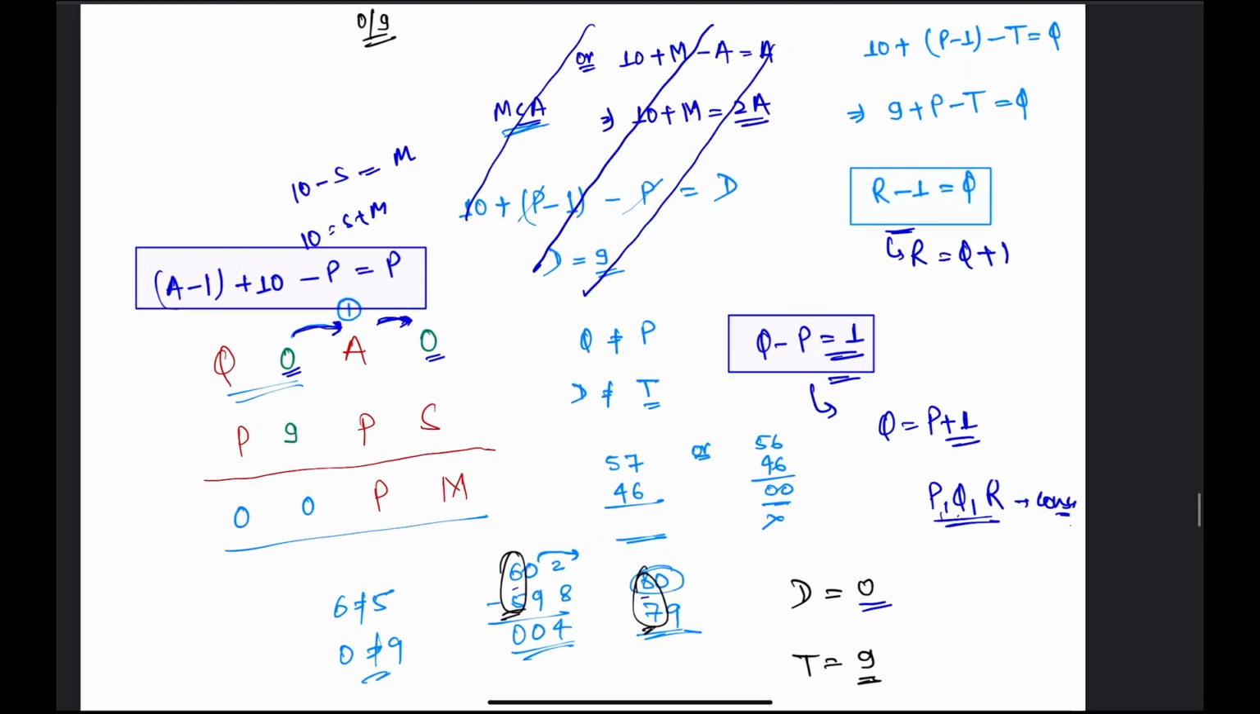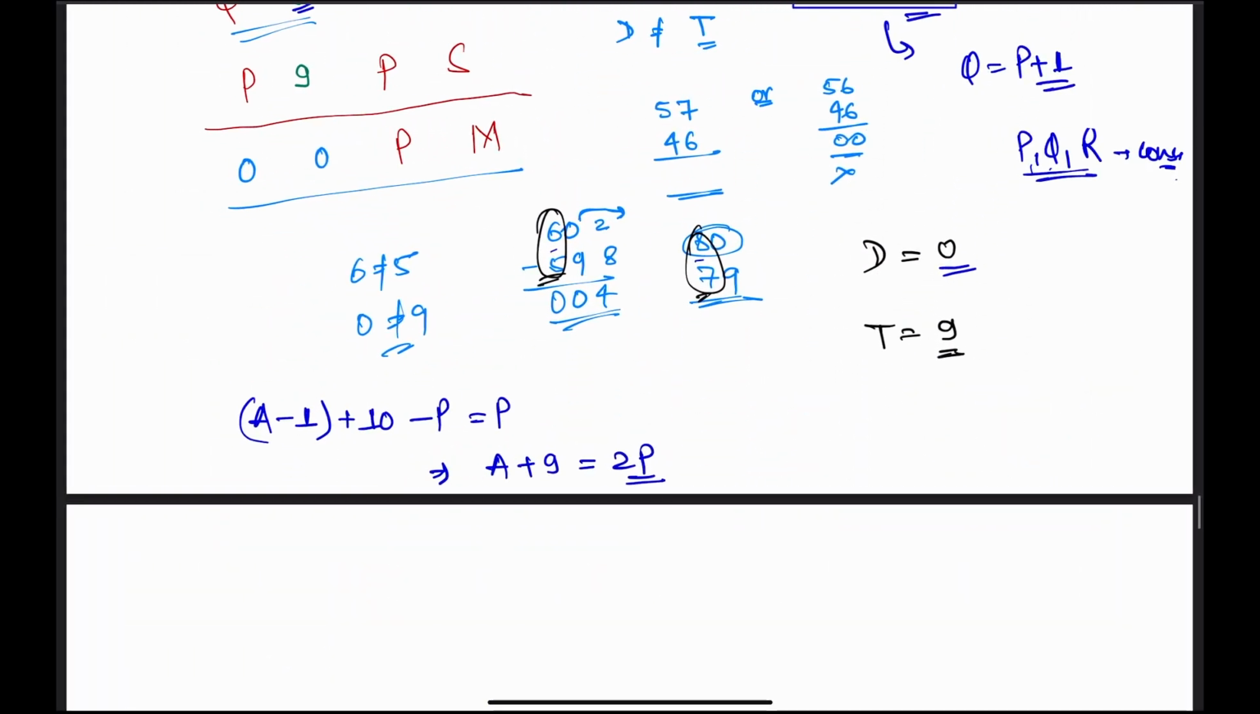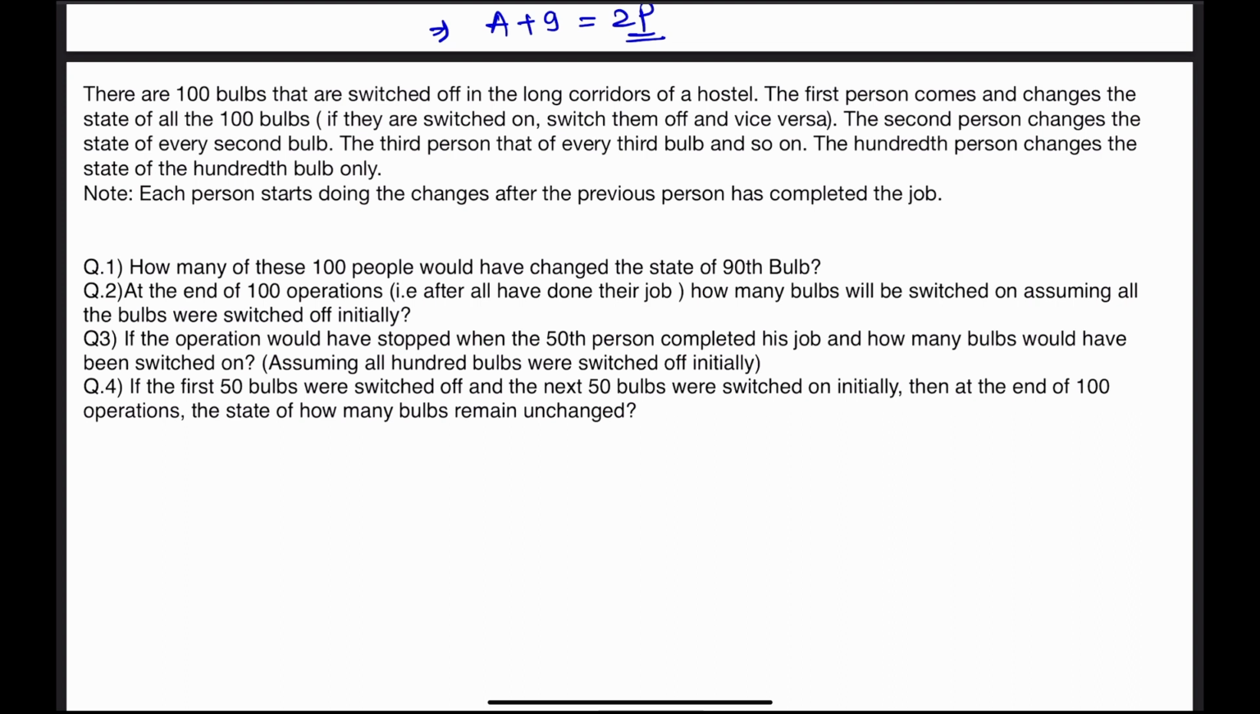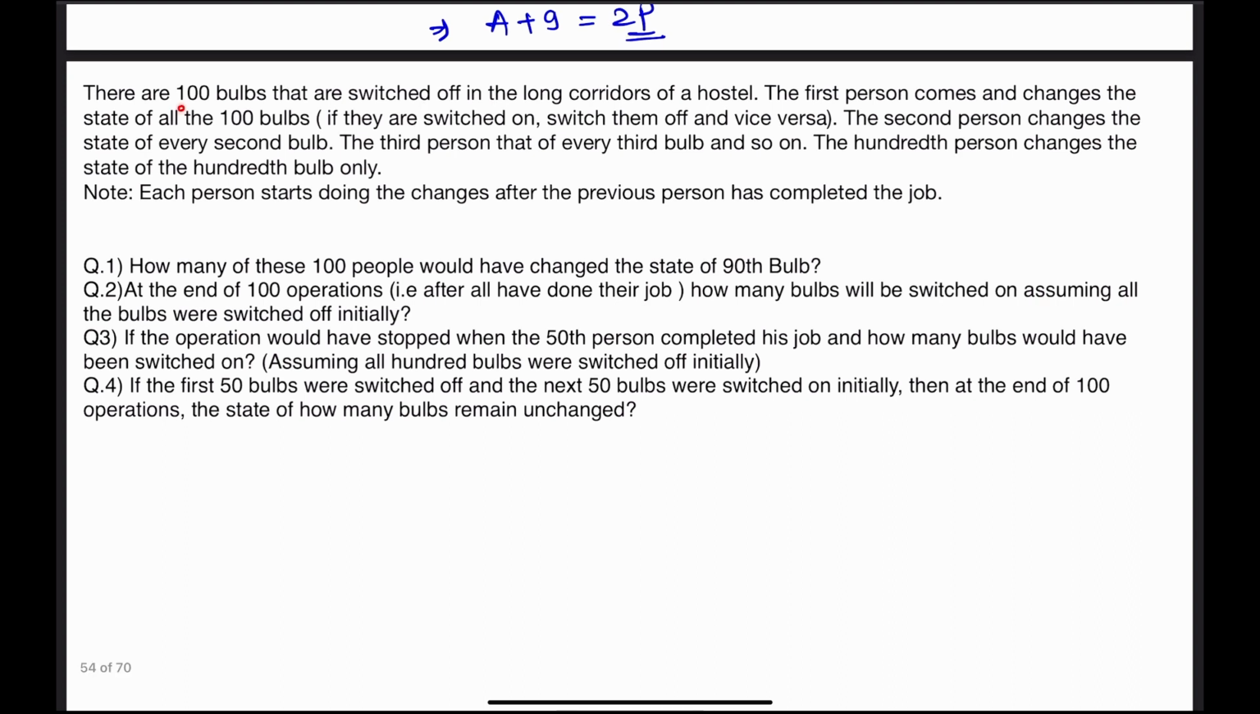Now we will solve one more question. So this is also one question. Let's read the question first. There are 100 bulbs that are switched off in the long corridor of a hostel. So there are 100 off bulbs in the corridor. The first person comes and changes the state of the 100 bulbs. So what does this mean? That if they are switched on, switch off, and vice versa.